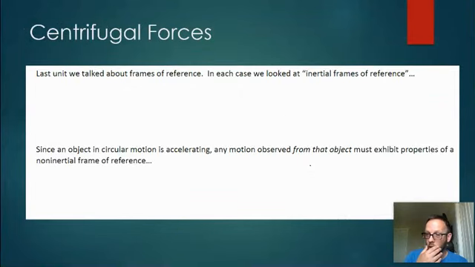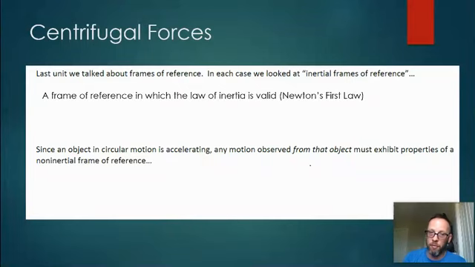The last thing we'll talk about in this lesson is centrifugal forces and an application of that. Last unit, we talked about frames of reference. In each case, we were talking about inertial frames of reference, a frame of reference in which the law of inertia is valid. So Newton's first law: things at rest will stay at rest unless there's some external force, and things in motion will want to stay in motion unless there's some external force.